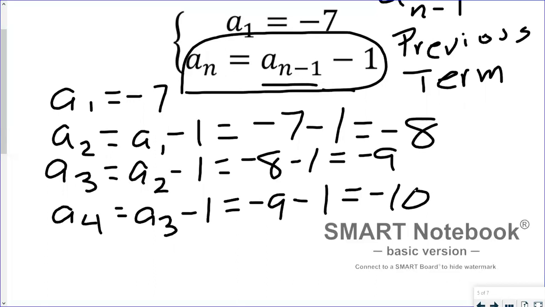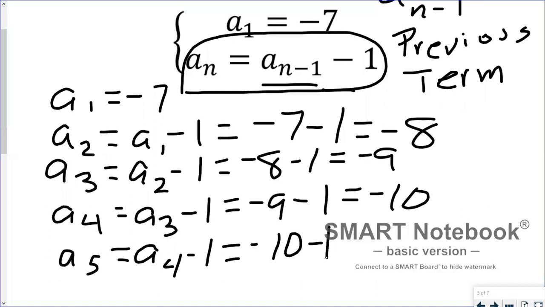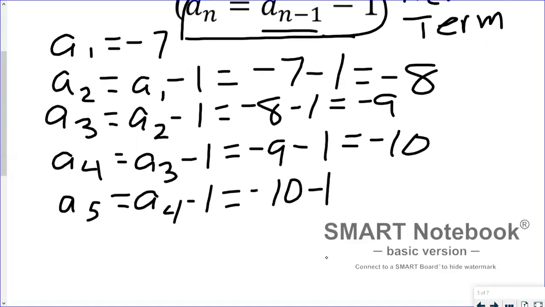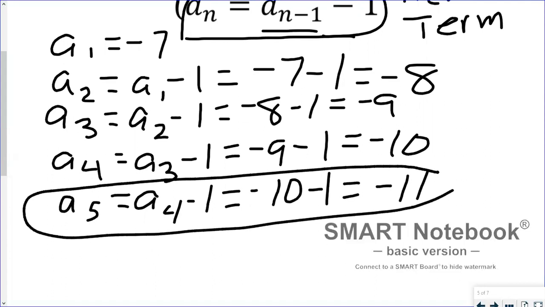One more and we have our fifth term, which the problem is asking for. So A5 equals the previous term, which is A4, minus 1, which is the same thing as saying -10 minus 1. And that gives me -11. And so my A5 is -11, and we're done.